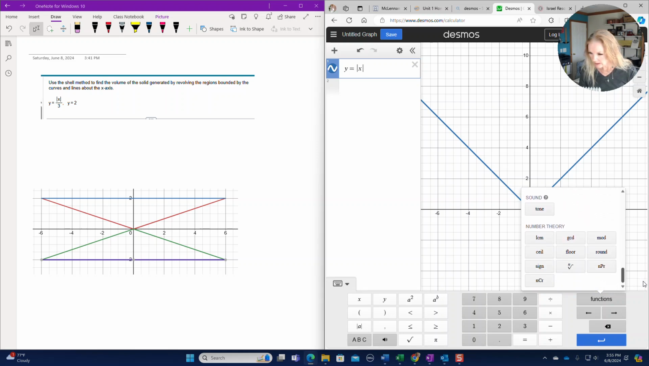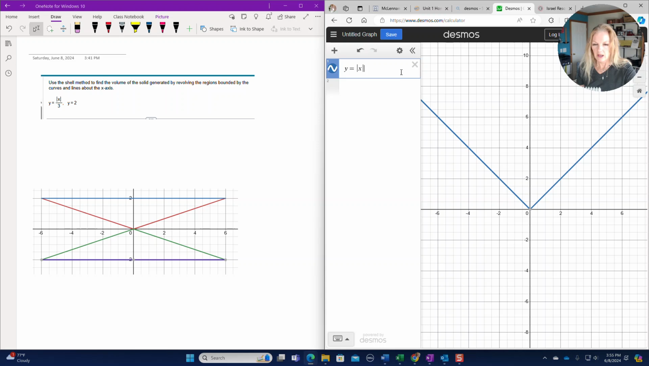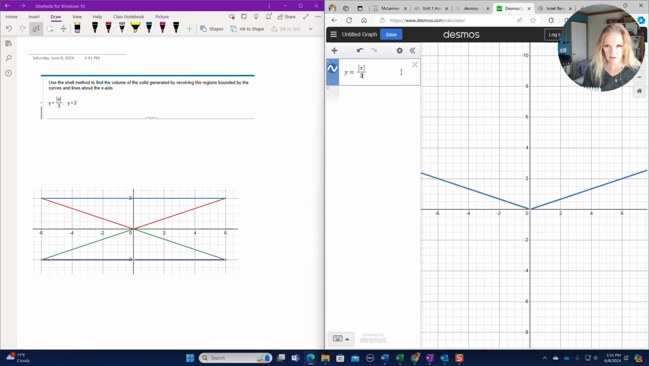I may be making this up. I thought they were there. Oh, actually, it's right here. There's the absolute value right there, but that's kind of a cool place to do it. Okay, so the absolute value of x divided by 3. So that's that v you may remember from a previous class. And then we have y equals 2.